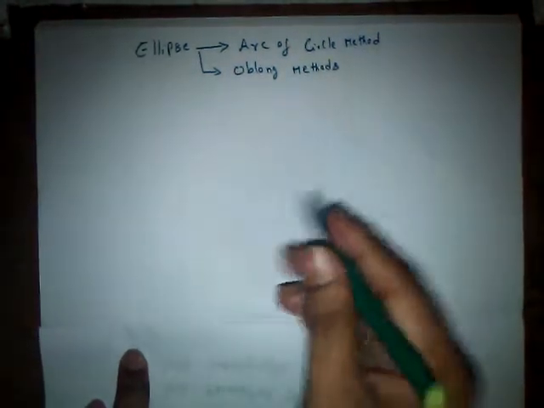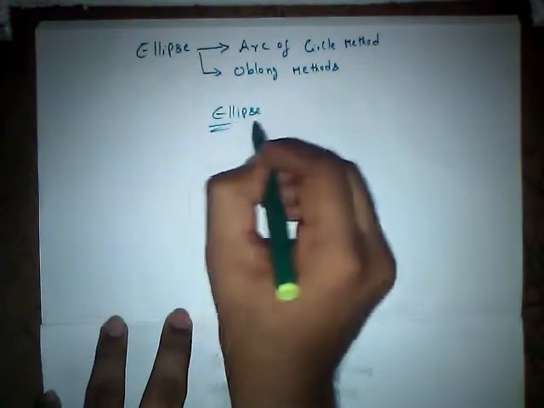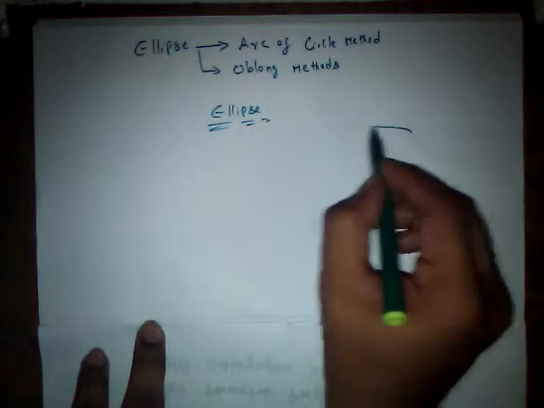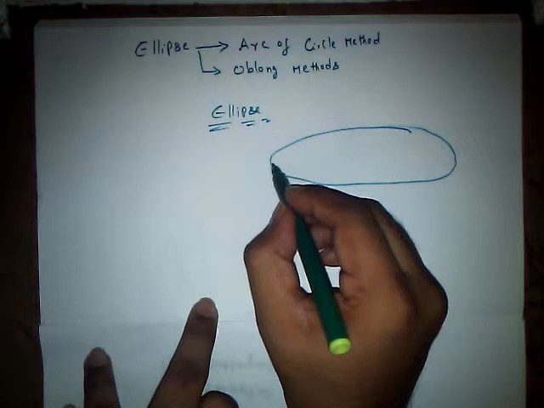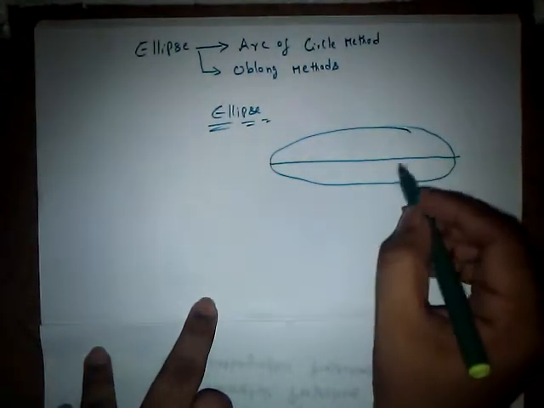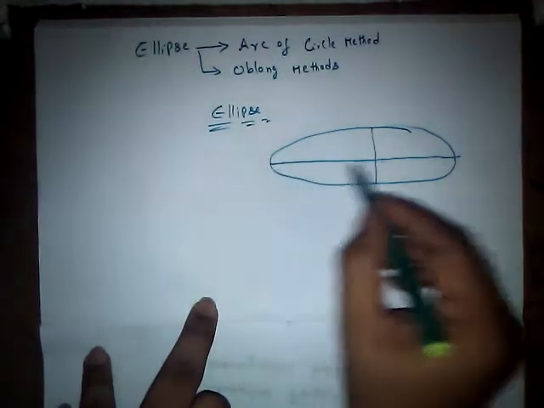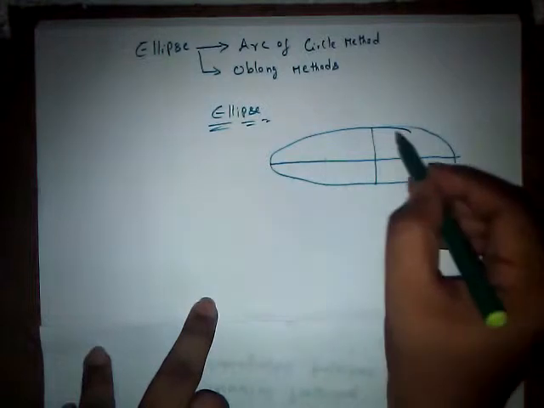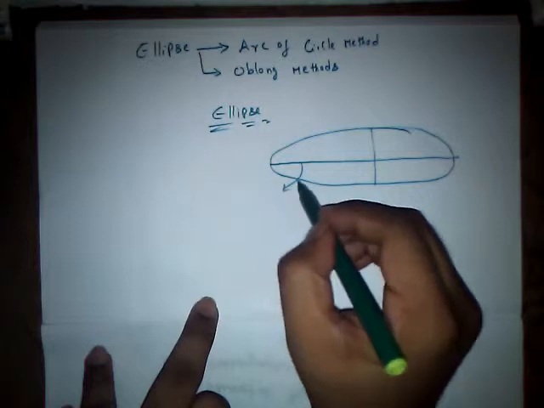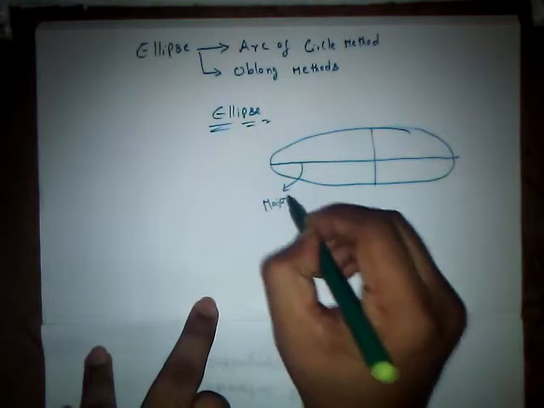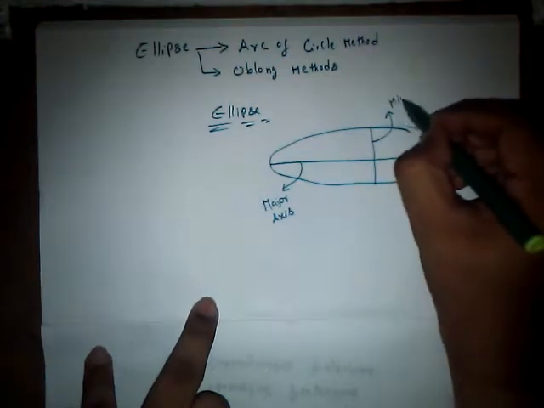Before moving into the methods, let us know something about ellipse. Generally the elliptical shapes are going to be in this format. This is an ellipse, and generally an ellipse has two important axes. One is the larger one and another one is a shorter one. The larger horizontal axis is the major axis, and this vertical smaller axis is the minor axis. So this is our major axis, and this is our minor axis.